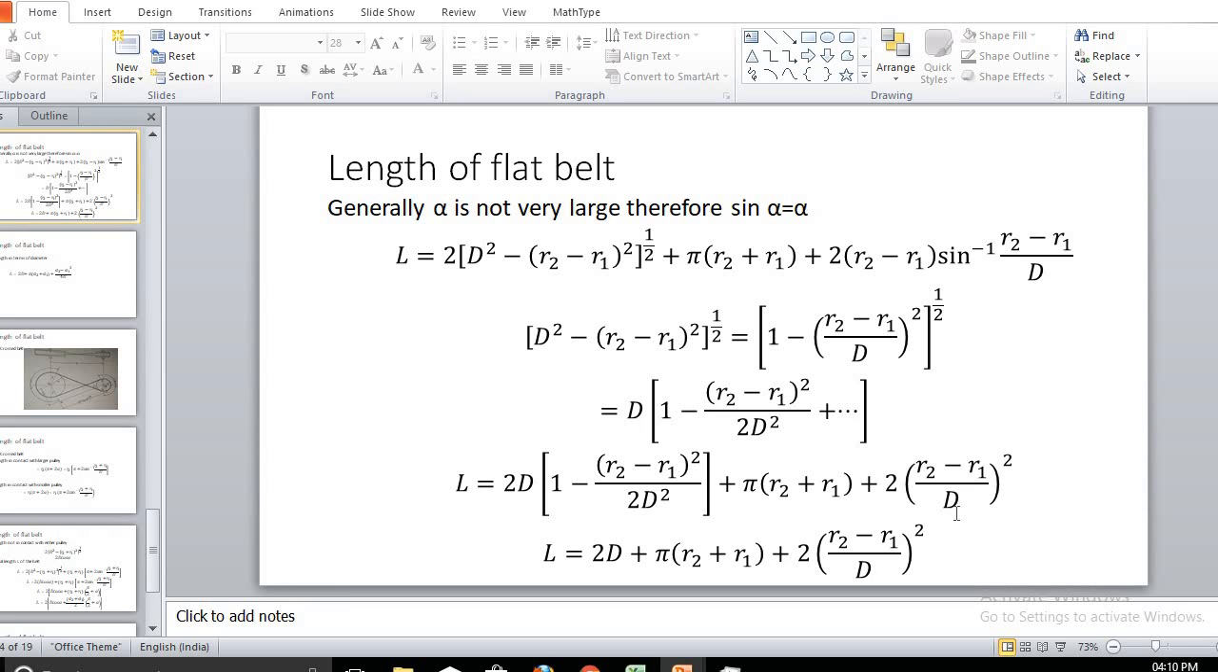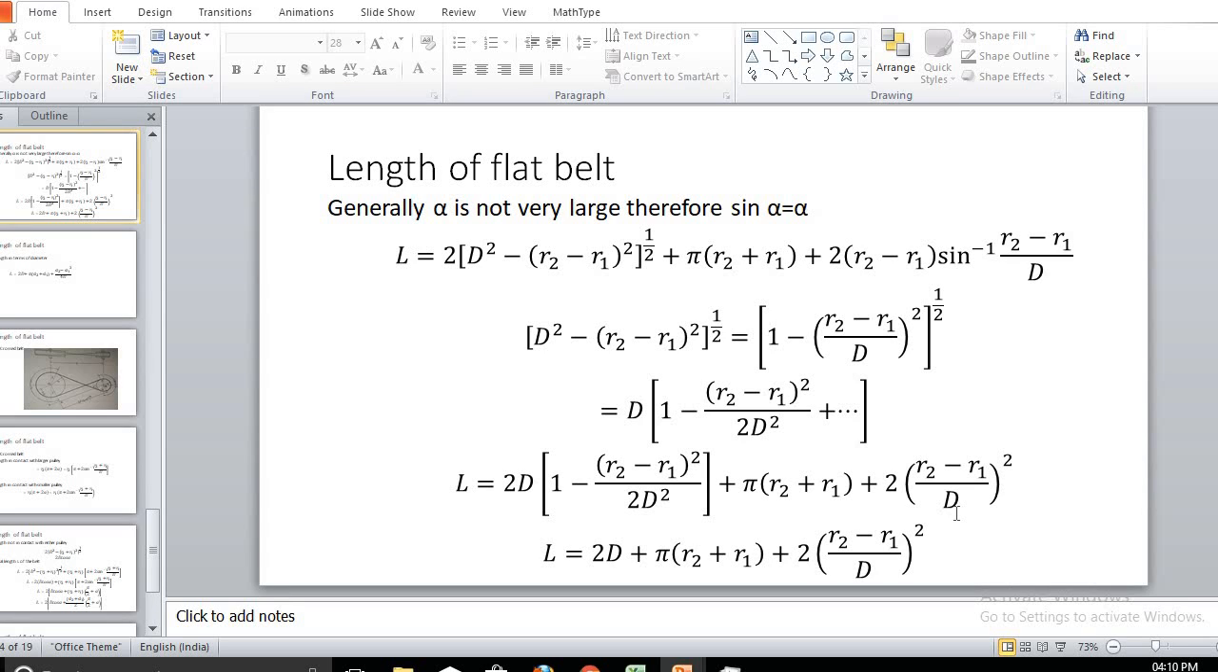So this is nothing but the length of that particular belt. So this is the expression for the length of the belt.